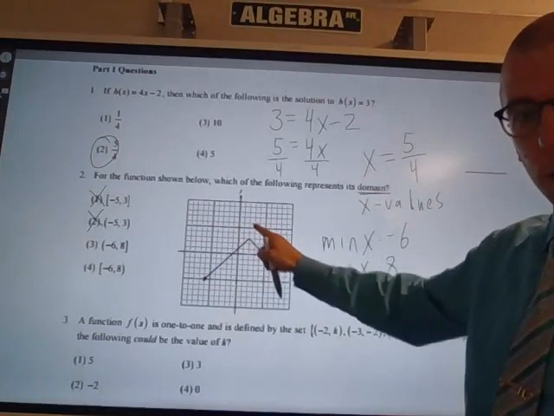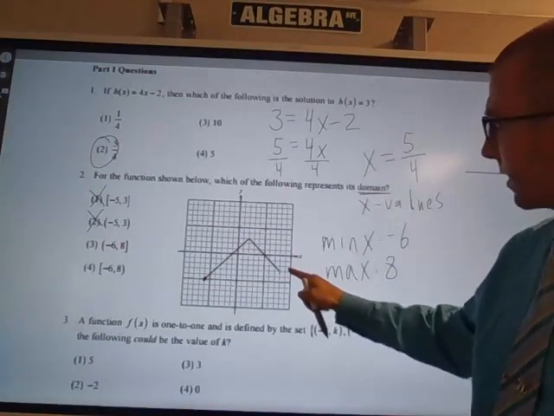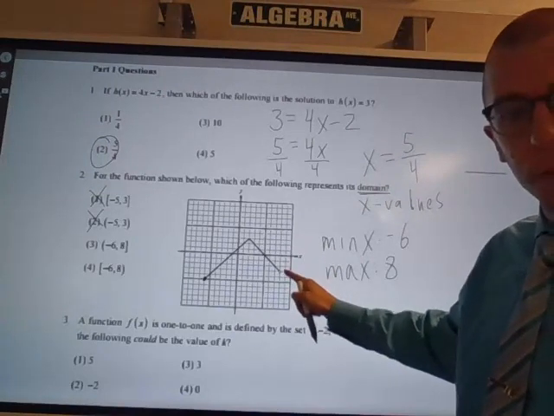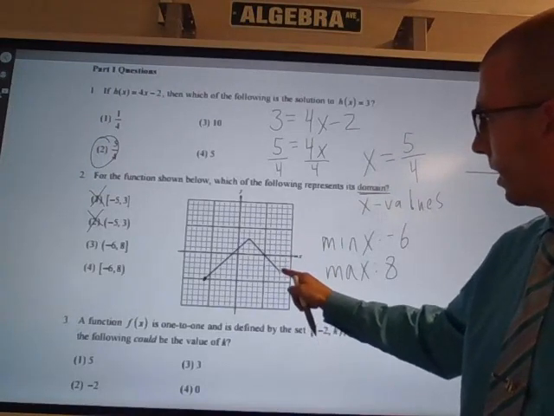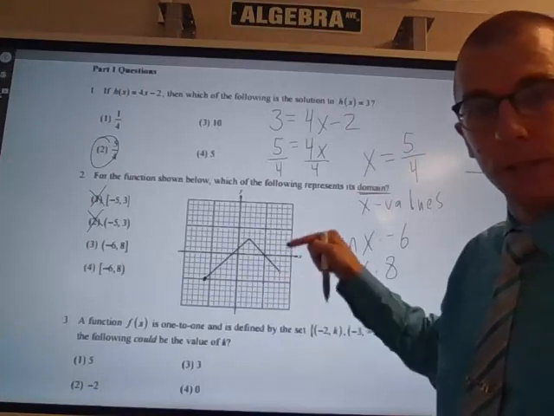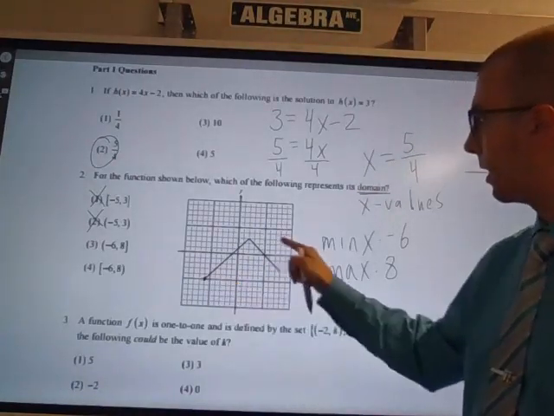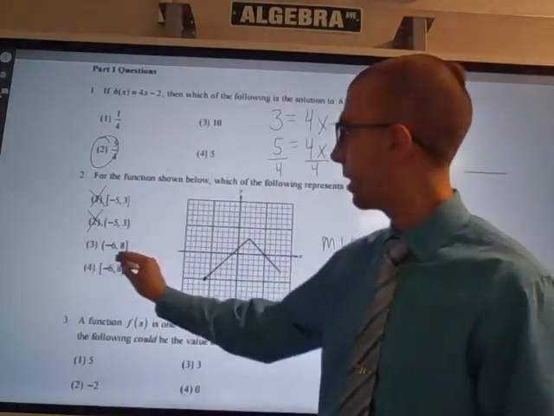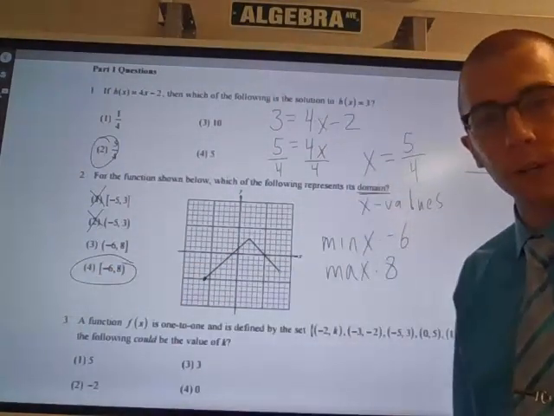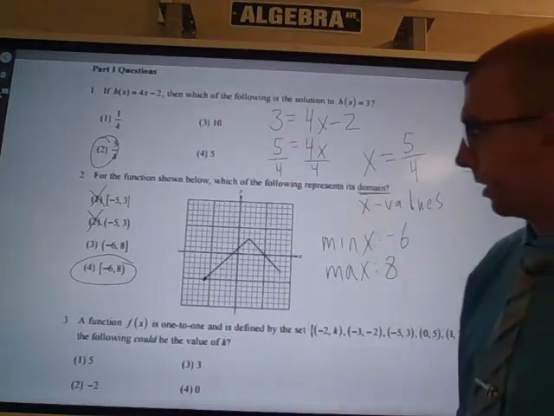Then if you look at the other end of this function, when x is 8, we have an open circle. That point is not filled in, which means that x value is not included. So -6 is included, 8 is not included. That means choice 4 is our answer.